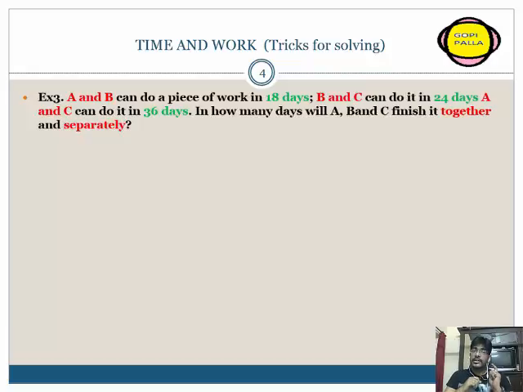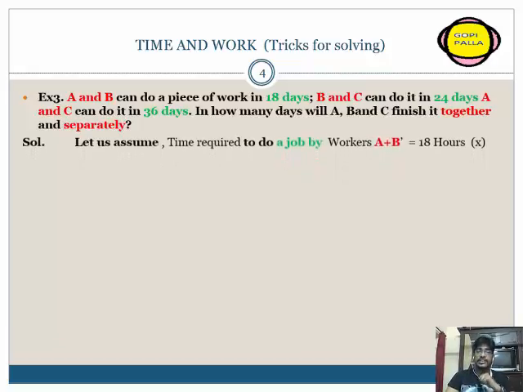First we'll go into the first part of this question. Here, the work of pairs out of the 3 people is given. So let us assume the total time required to do a job by workers A and B is 18 days. Let us assume this as X.